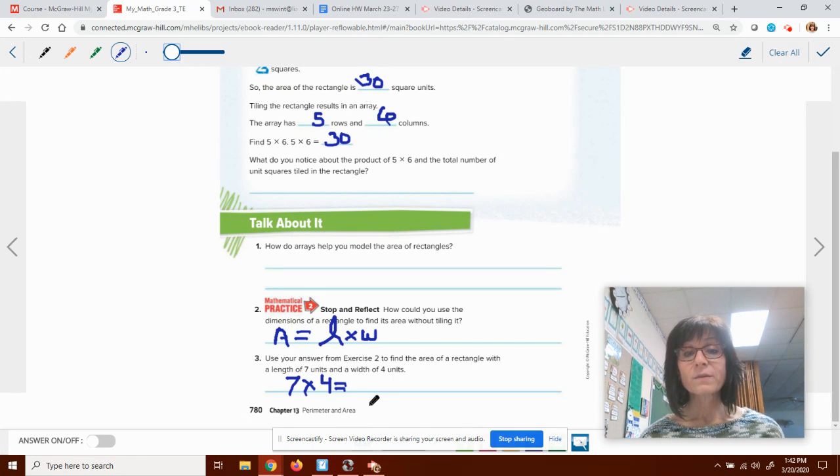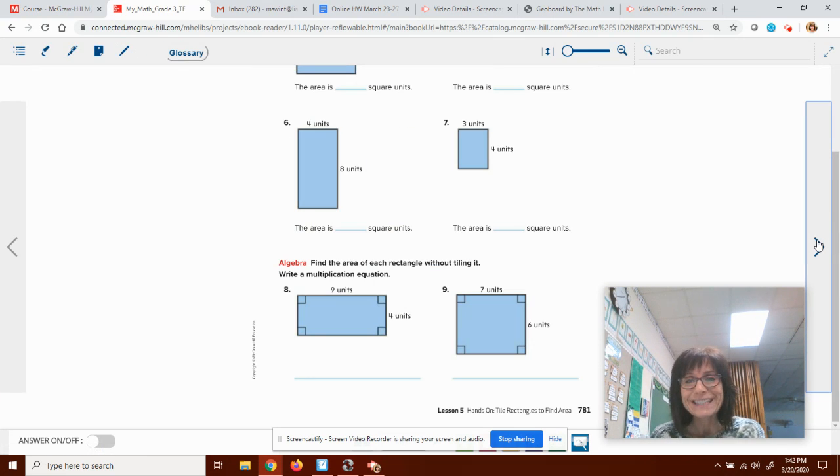4, 8, 12, 16, 20, 24, and you've got it all the way to 28. Singing voice is not going to happen today, though. Let's go ahead and turn that page.